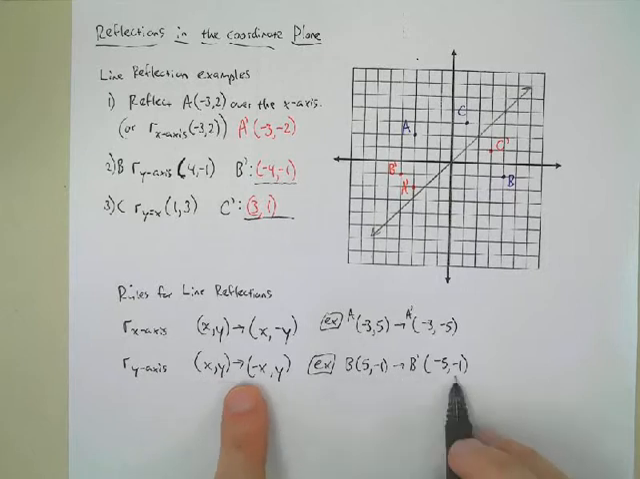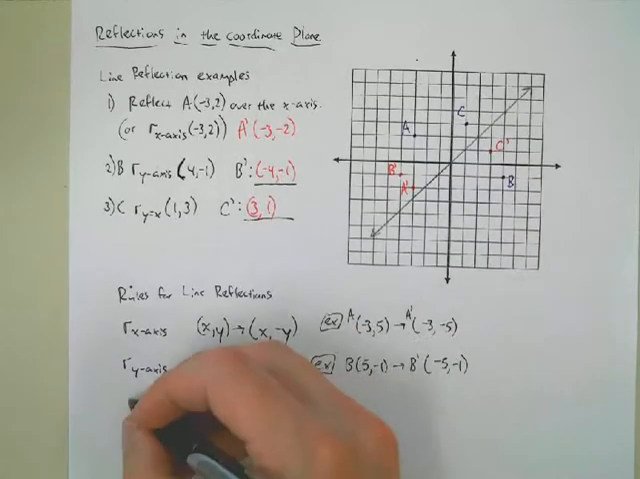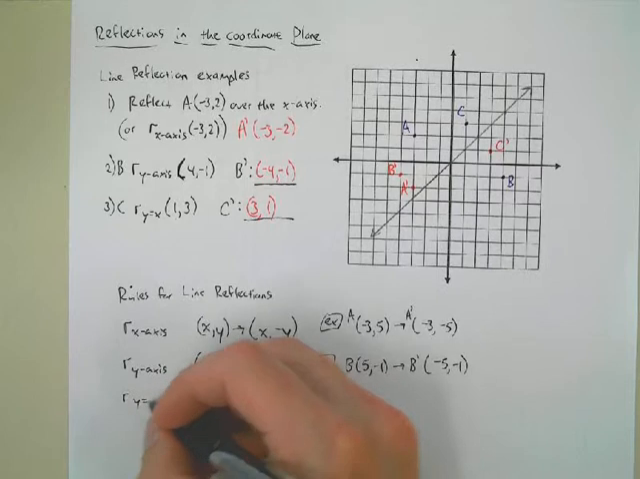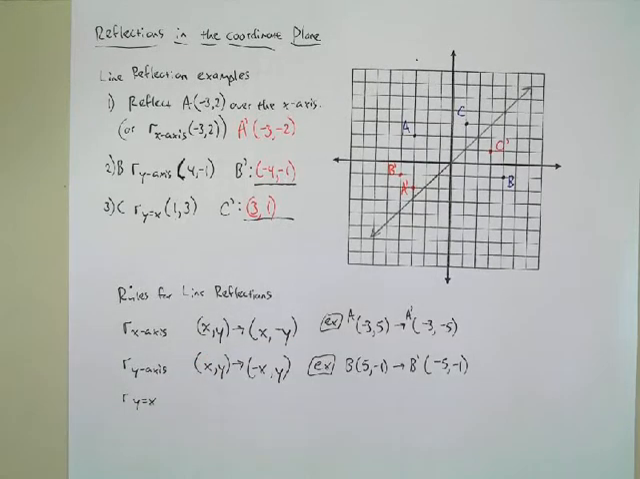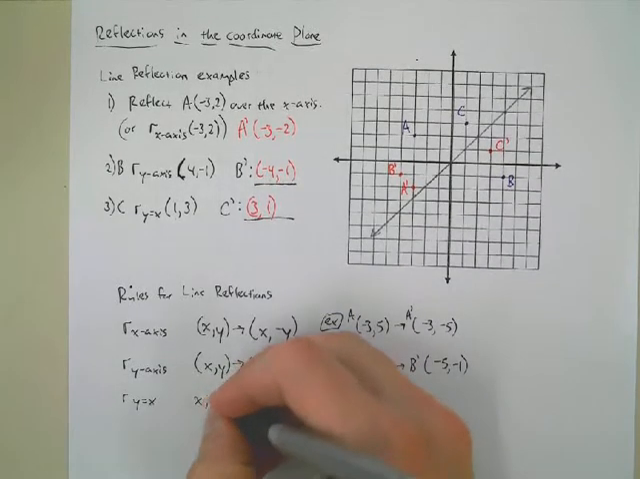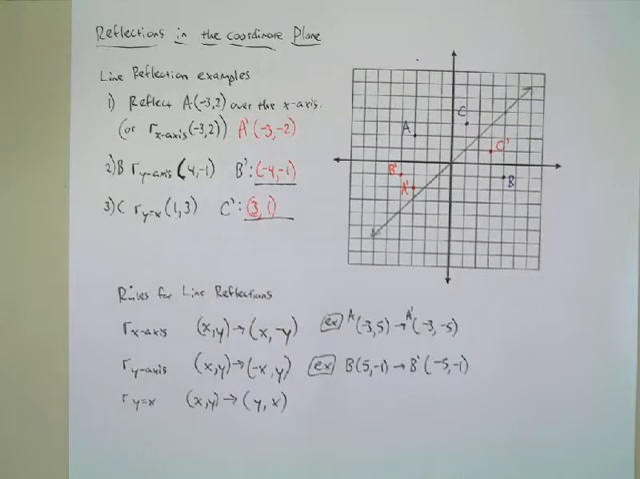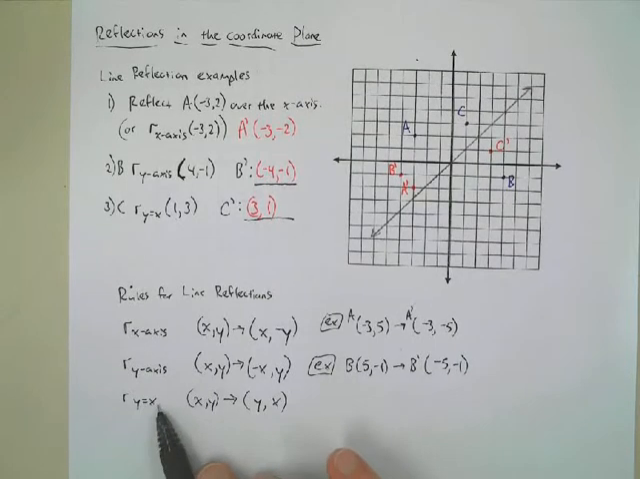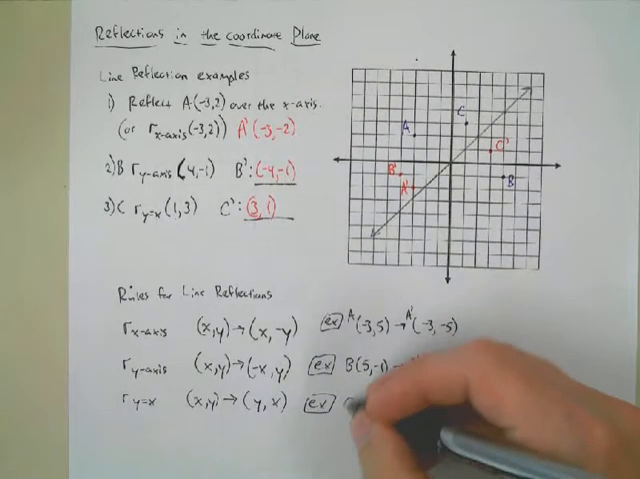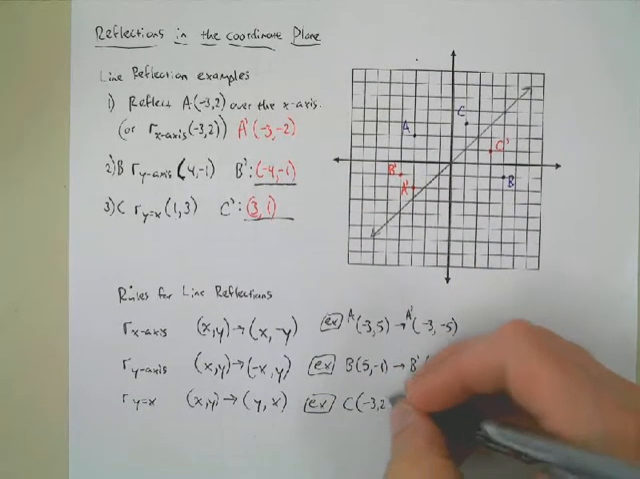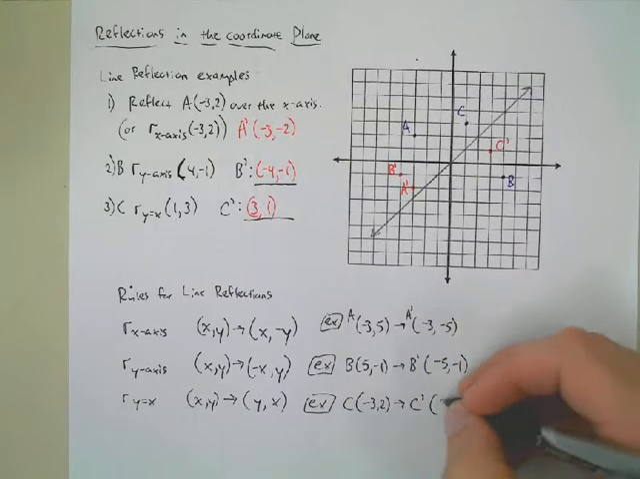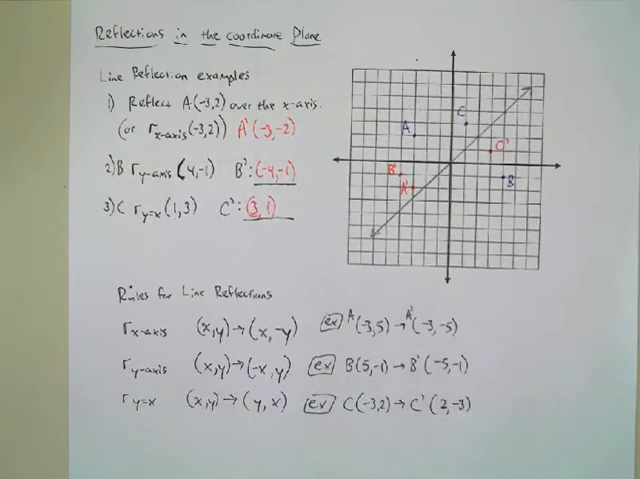Okay, and lastly then, for a reflection over the line y equals x, we're going to take the point (x, y), and we're going to flip the y and x coordinates. Which kind of makes sense here. What are we reflecting over? The line y equals x, so the y's and x's switch. And so as an example of that, we can take point C that has coordinates (-3, 2), and it will become C prime with coordinates (2, -3). Okay, these points are obviously different than the points we graphed up here.